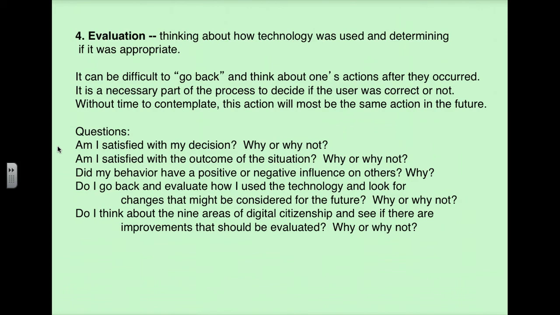Would it be difficult to go back and think about one's actions after they occurred? It is a necessary part of the process to decide if the user was correct or not. In other words, it's all about self-reflection. What did I do? Was it the right thing that I did? Am I satisfied with what I did? And did I do it in a way that positively affects others?